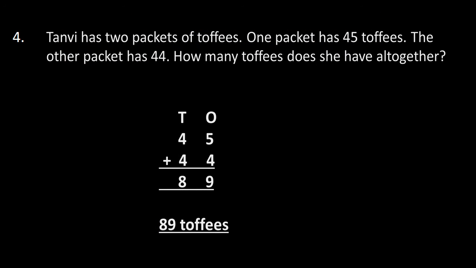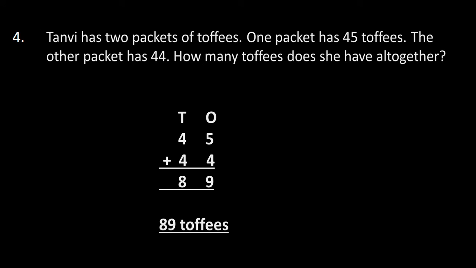Next story sum is Tanvi has 2 packets of toffees. One packet has 45 toffees. The other packet has 44. How many toffees does she have altogether? Here children, we have to find out how many toffees she has altogether. So here we will add.